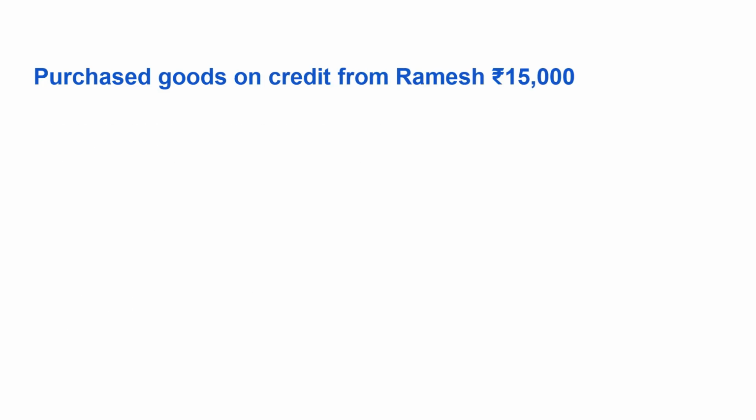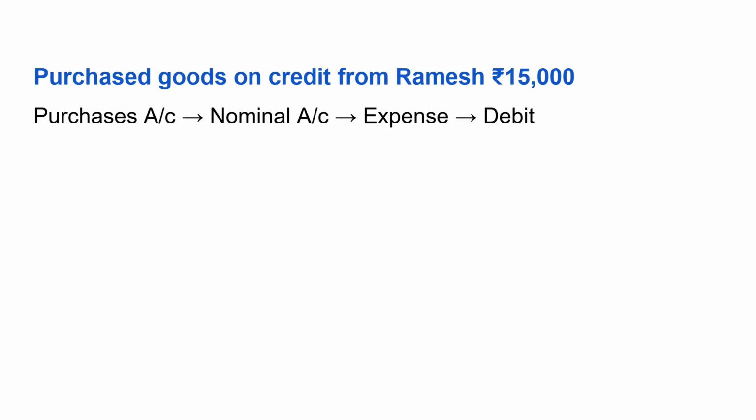Next, purchased goods on credit from Ramesh 15,000 rupees. Here the two accounts affected are purchase account and Ramesh account. Why? Because we purchased on credit. So purchase account is a nominal account. Why? Because it is an expense. And the rule for nominal account is debit all expenses.